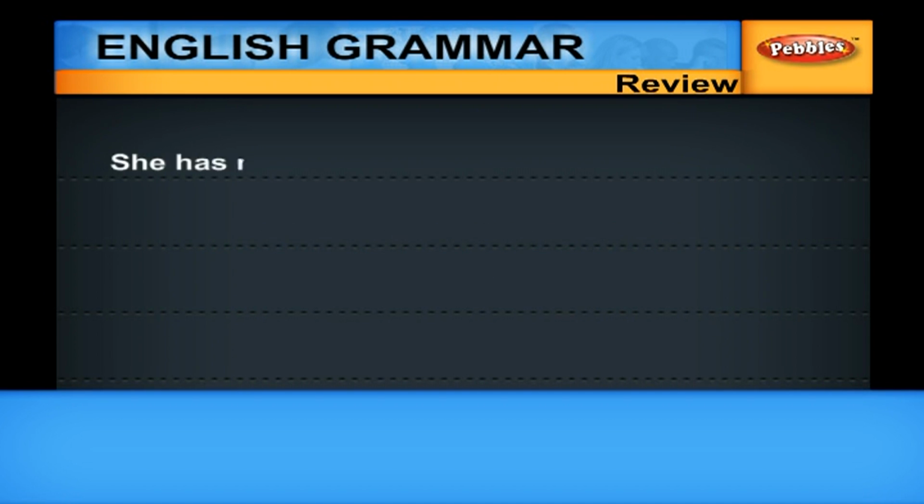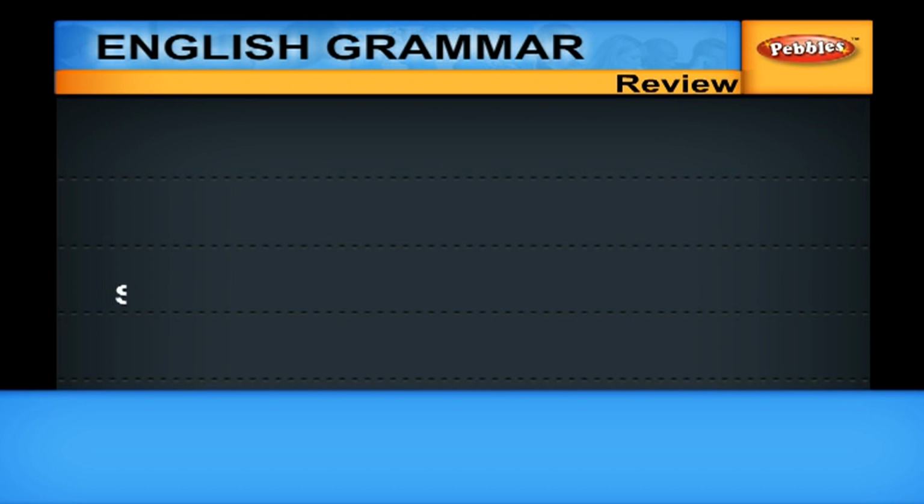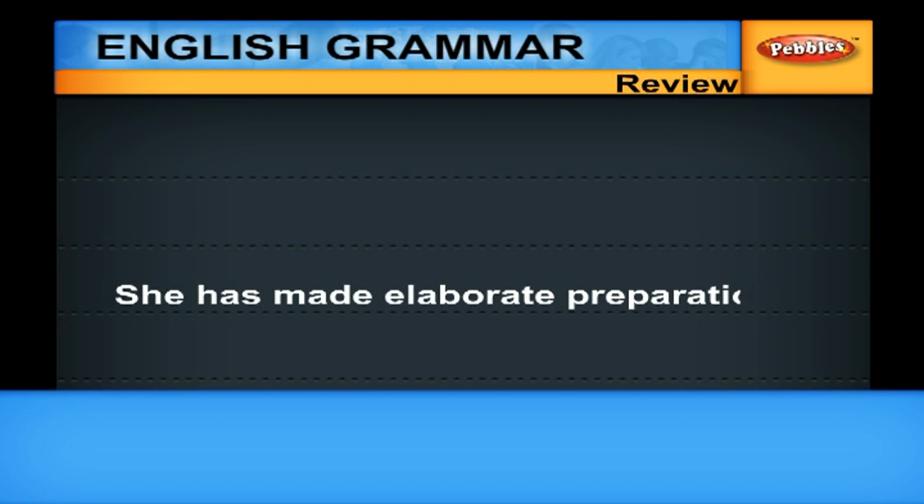She has made elaborate preparations yesterday. Again, it is wrong. You have yesterday. That means that you have to use only past form of the verb, which we will study later. You can't use present perfect in this context. She made elaborate preparations.